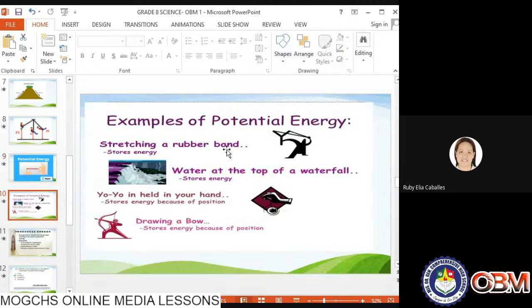In addition, I have here some illustrations for the examples I have mentioned a while ago. From that, stretching a rubber band stores energy. Another, water at the top of a waterfall, stores energy also. And then you can see in the picture, a yo-yo held in your hand. It stores energy because of position. And we also have here the illustration of drawing a bow, and it stores energy also because of position.